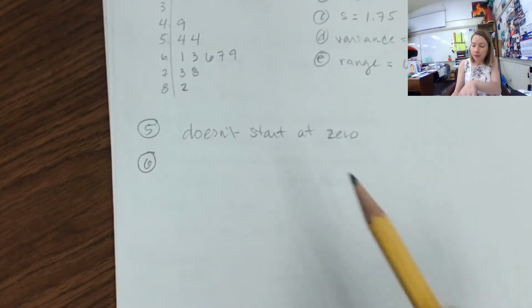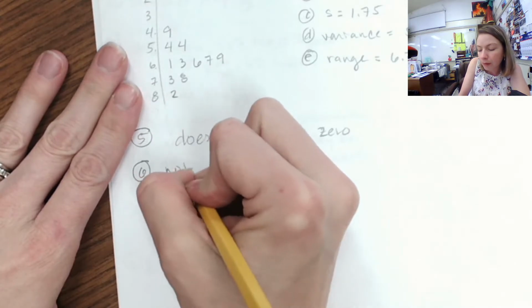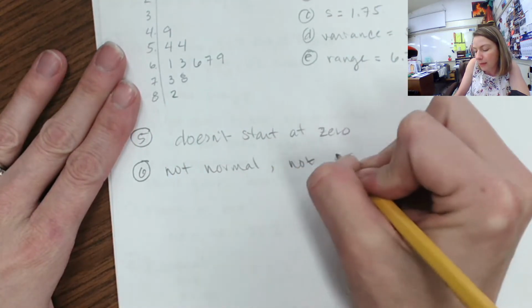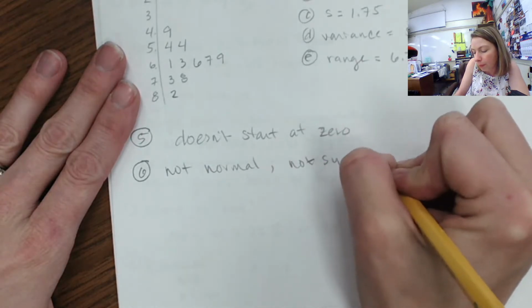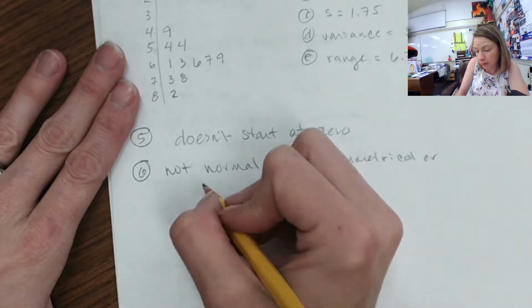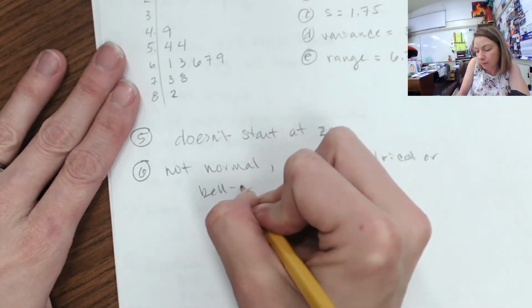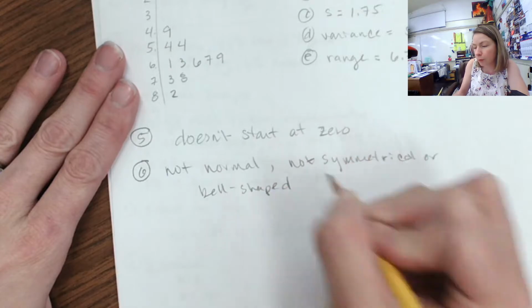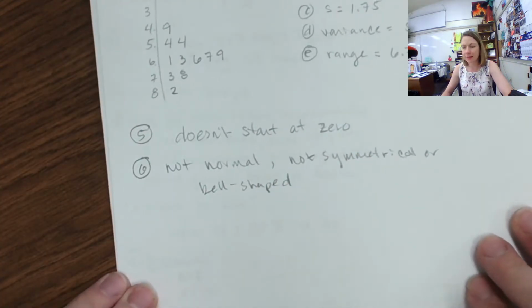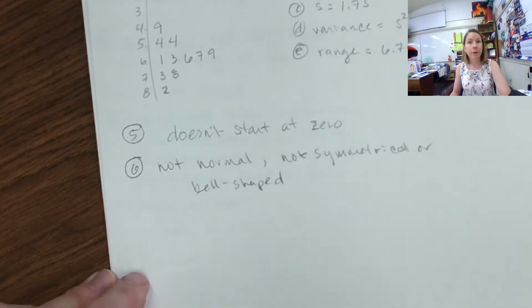So I would say that it's not normal, it's not symmetrical, or bell-shaped. Remember, for a normal distribution, that's what we're looking for, is that bell-shaped curve. I don't know why I skipped number 6, but we did it now, right?